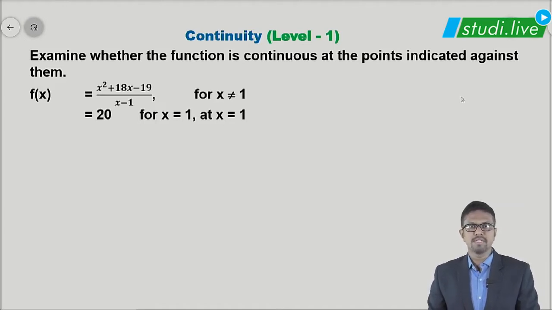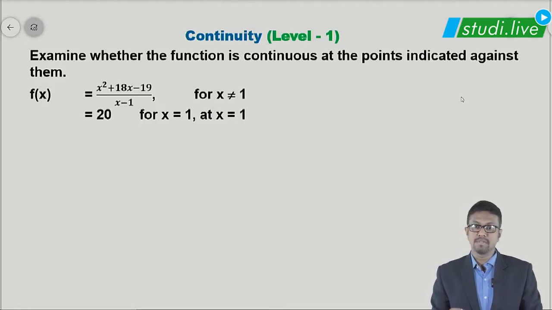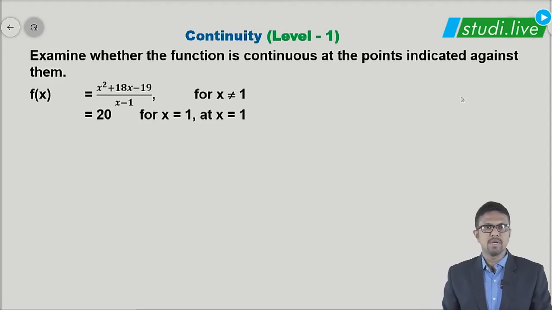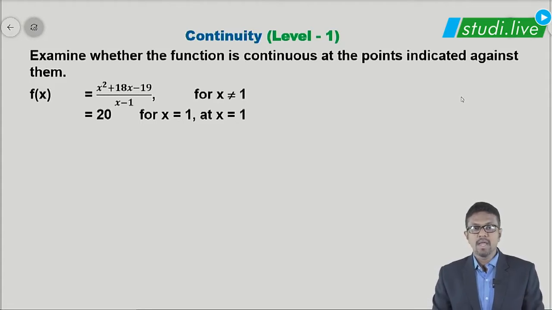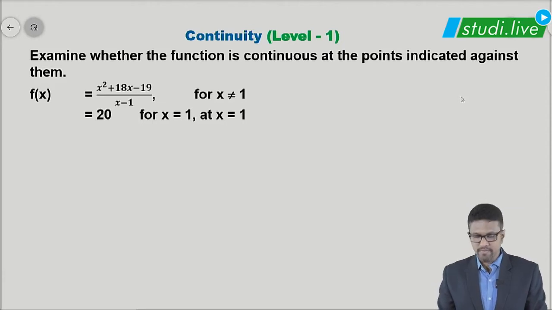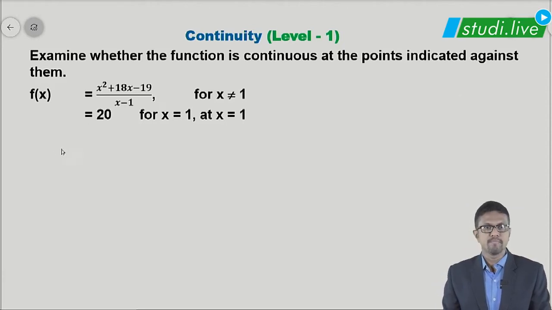Examine whether the function is continuous at the point indicated against them. So over here the question says for x equal to 1, we have to check whether the function is continuous or not. The function given is f of x is equal to (x square plus 18x minus 19) upon (x minus 1) when x is not equal to 1, and when it is equal to 1, it is given to be equal to 20. So of course we will have to check the limit. Let us find the limit when x tends to 1 f of x.